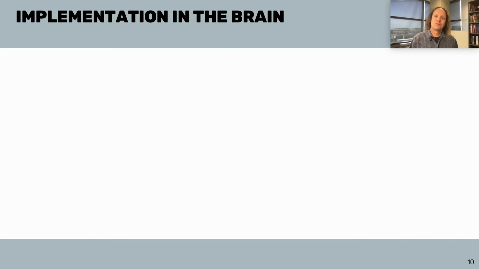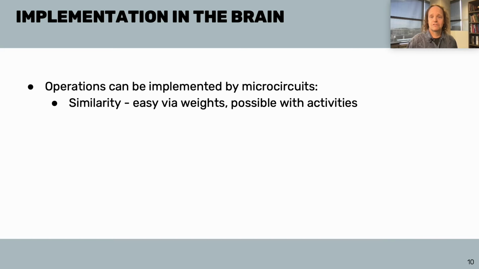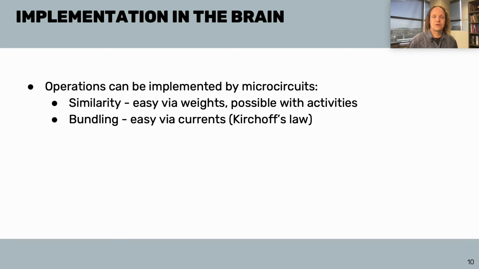Now, something that we worry a lot more about when building models of biological cognition than we do if we're just thinking about vector symbolic algebras is implementation in the brain. That is, how are each of those operators actually captured by a microcircuit? Some of these operations are quite easy to understand as being embeddable in a neural network. So for instance, similarity is just multiplying the activities by the weights. Bundling is also quite easy because Kirchhoff's law essentially adds currents that flow into neurons.